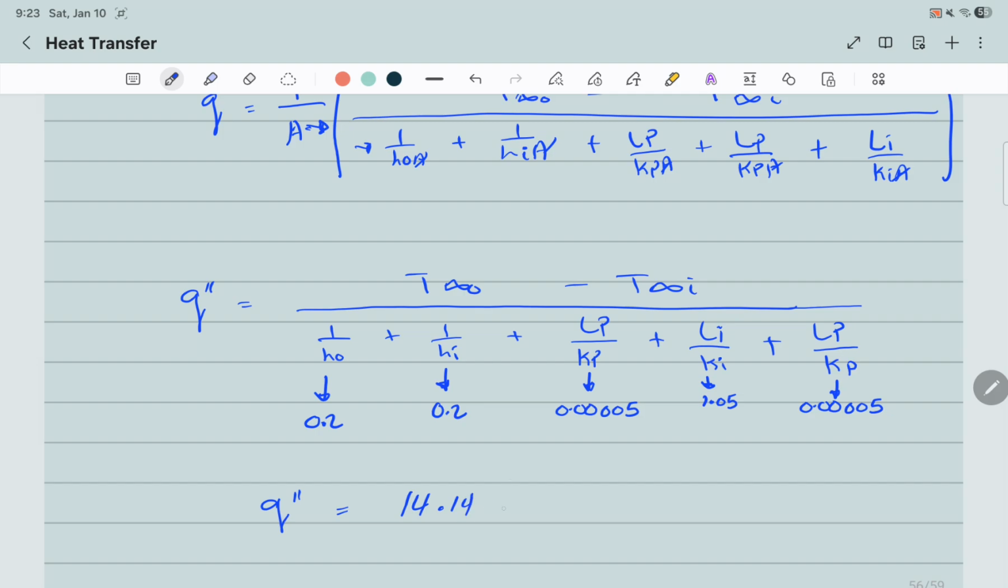14.14 watts per meter squared. And that's it for this example.